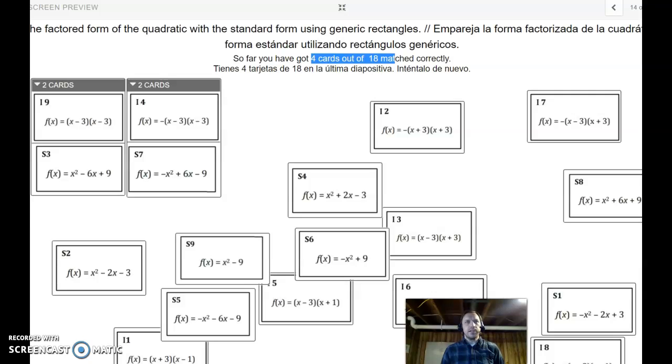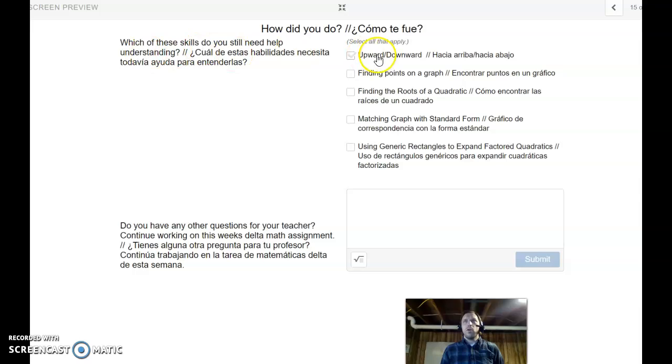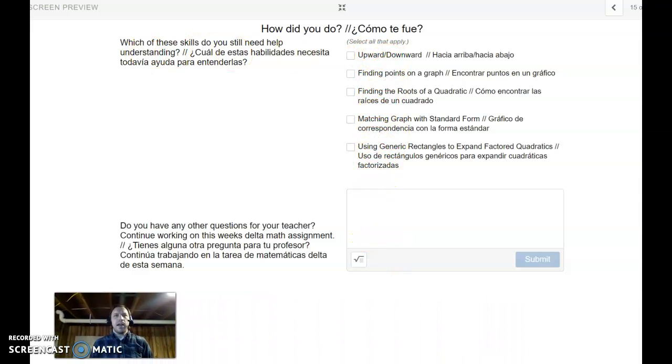If you have questions, text your teacher and we can see what we can do to help. So go back through those. Which ones of these are still difficult for you? And that way we can hammer them home during tomorrow's class.